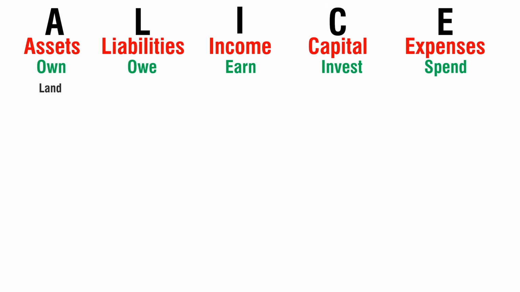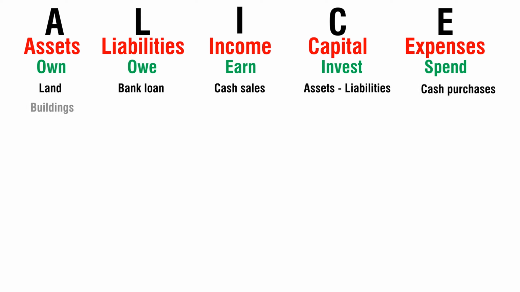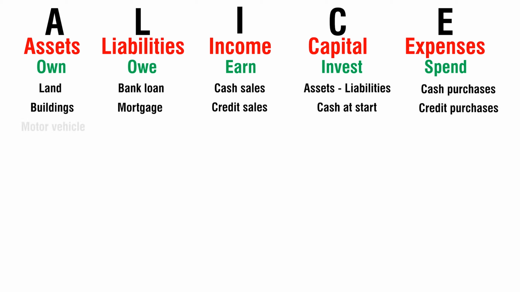Land, own. Bank loan, owe. Cash sales, earn. Assets minus liabilities, invest. Cash purchases, spend. Buildings, own. Mortgage, owe. Credit sales, earn. Cash at start, invest. Credit purchases, spend. Motor vehicle, own. Car loan, owe. Revenue, earn. Personal savings, invest.